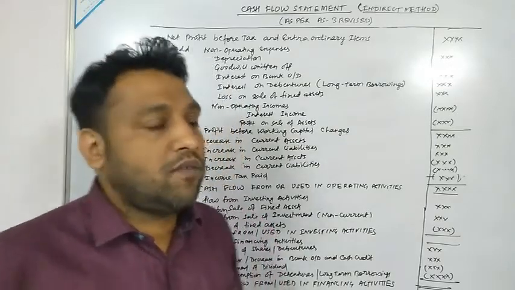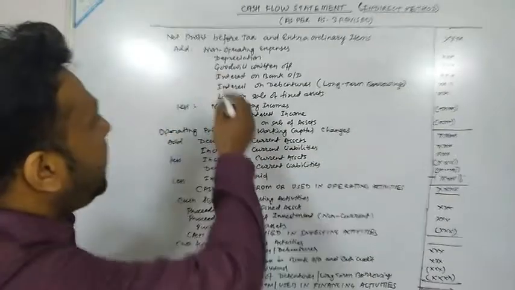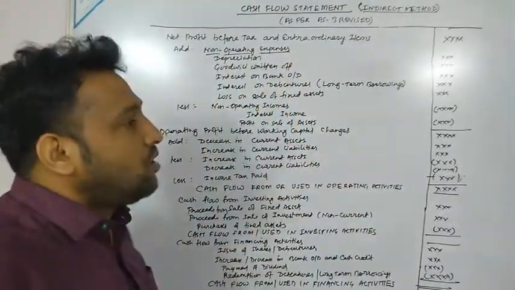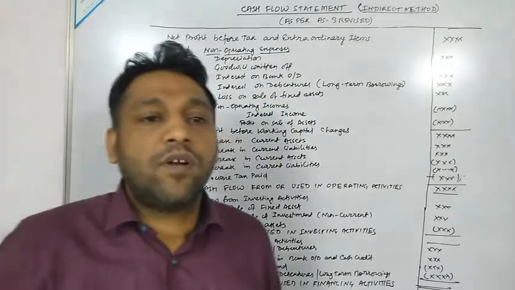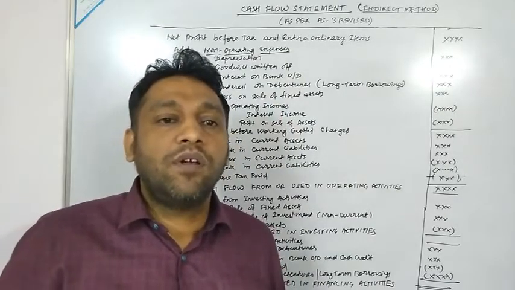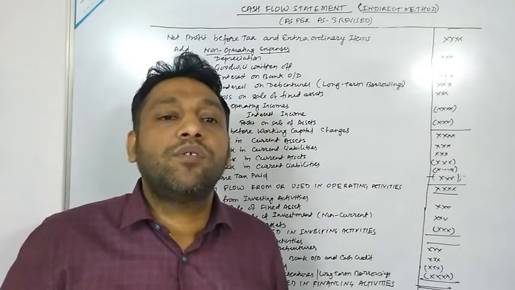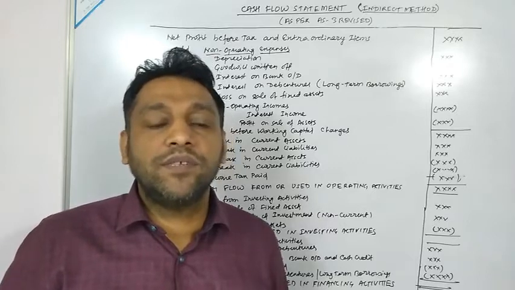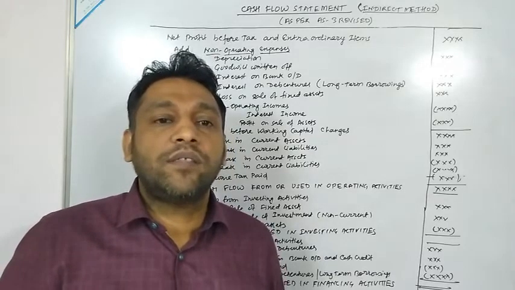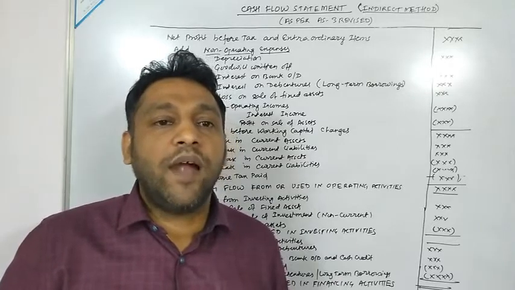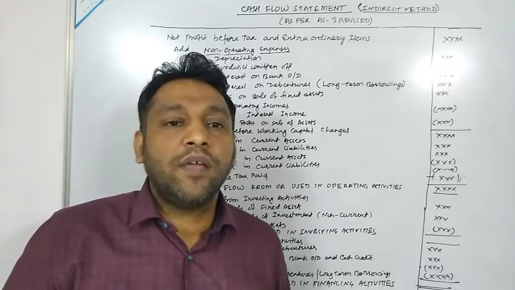For that, first of all, we have to add the non-operating expenses. Now, what effect do non-operating expenses have? In the profit and loss account, all these non-operating items have been debited to the profit and loss account. As a result, our profit has decreased. Now, in order to calculate the actual cash flow from operating activities, we have to add back the non-operating expenses.